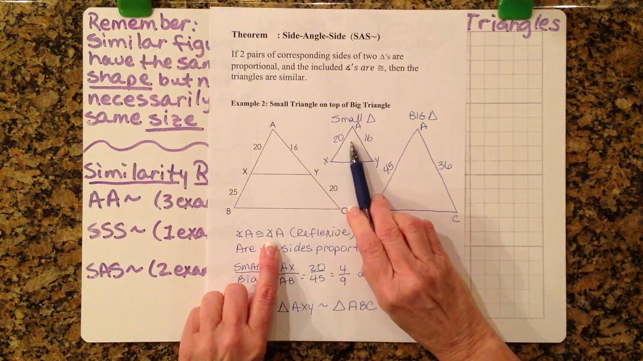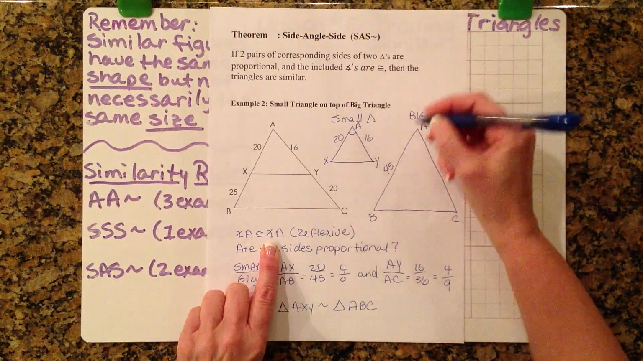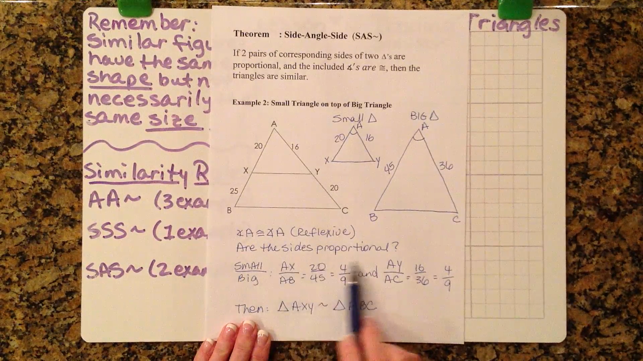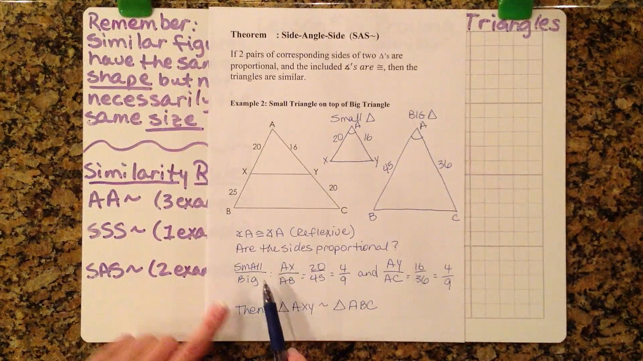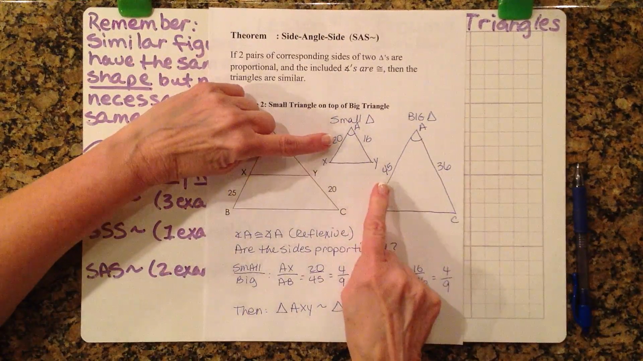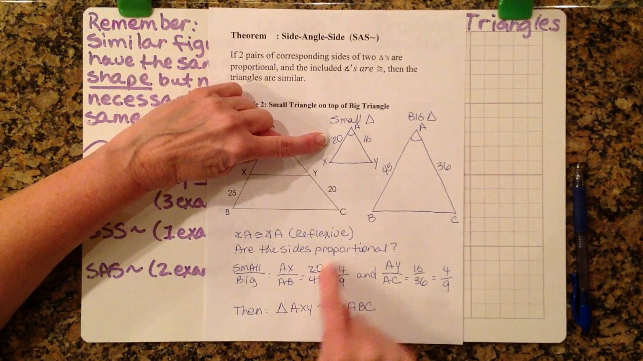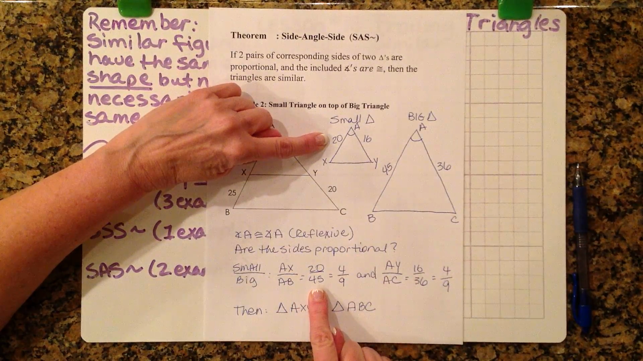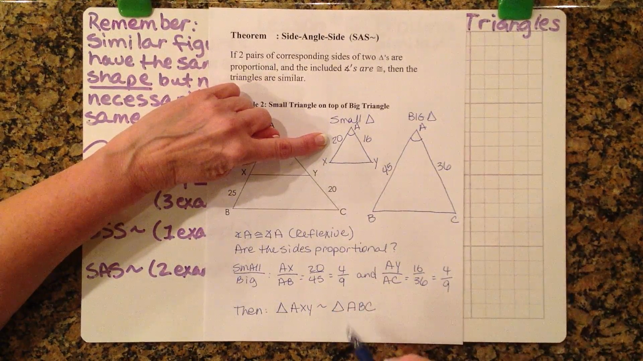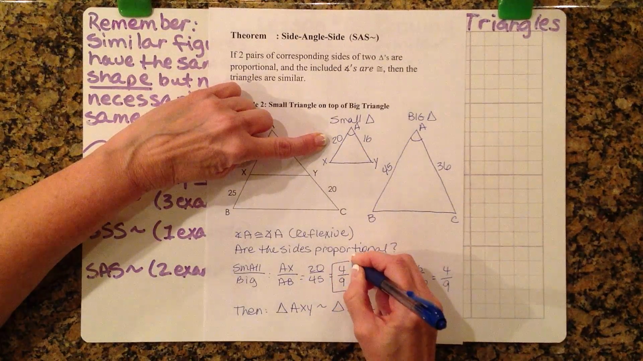If you notice right here, angle A is congruent to itself. So right there, I've got the A part of that. Now, are the sides proportional? I'm going to go small triangle over big triangle. So I'm going to start over here on this side, and I'm going to go AX, which is 20, over AB, which is 45. Don't forget to reduce it, and my fraction is 4/9. So my ratio, similarity ratio, is 4/9 right there.